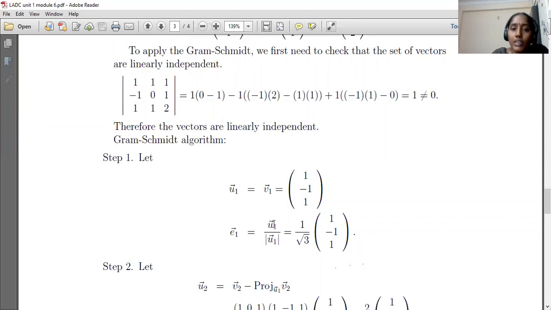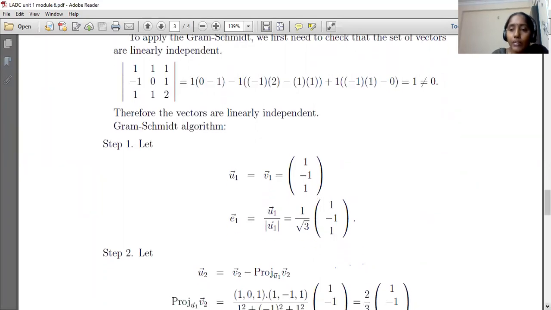For this, simply consider U1 as V1, the same as the first vector, 1, minus 1, 1. Then find the orthonormal vector E1 as U1 divided by the modulus of U1, which is the square root of 1 square plus minus 1 square plus 1 square, which is root 3. So E1 is U1 by modulus of U1, which is 1 by root 3 into 1, minus 1, 1.